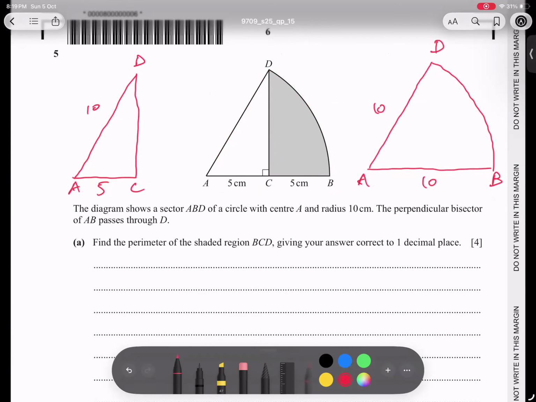What a question he's asking for: perimeter of the shaded part. So where's the perimeter planning? Perimeter planning is so simple. Perimeter of the shaded part is what? First of all, DC straight length, then CB, and then arc length. So three things. If I add them all, I get my answer. So I'm writing DC straight, then CB, which is 5, and then BD, which is arc length.